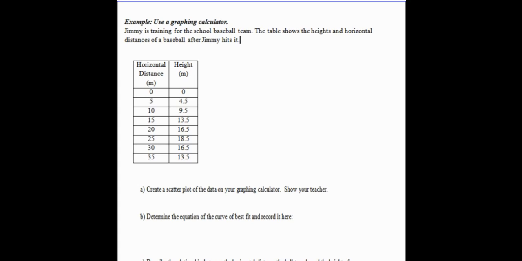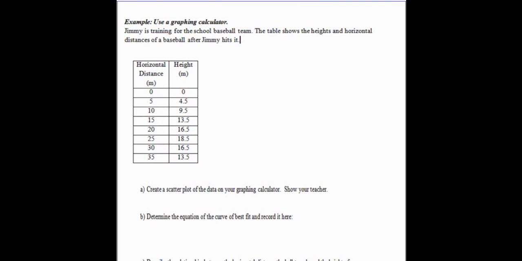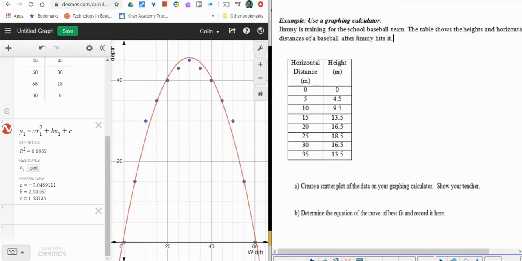So what do they want us to do? Create a scatter plot of the data on your graphing calculator and show your teacher. Okay, determine the equation of the curve. So we're going to define again our A, our B, and our C, and then we can describe the relationship. So let's minimize again, and we go over to our graphing calculator. We're going to have to clear this off.